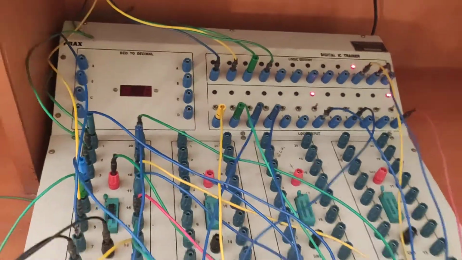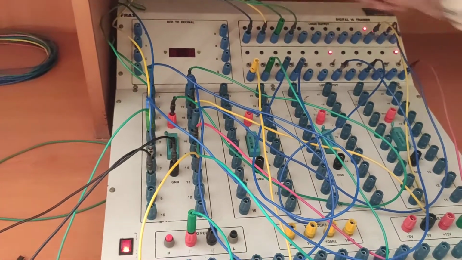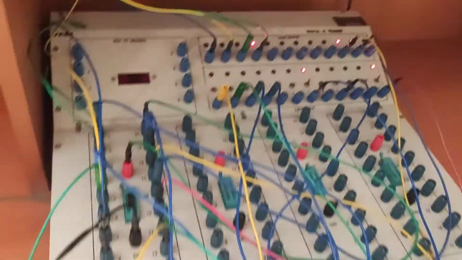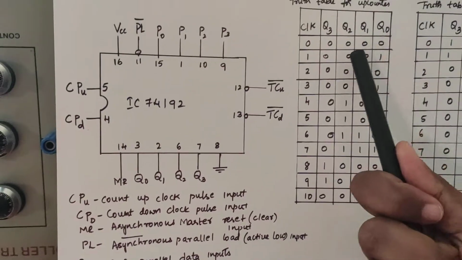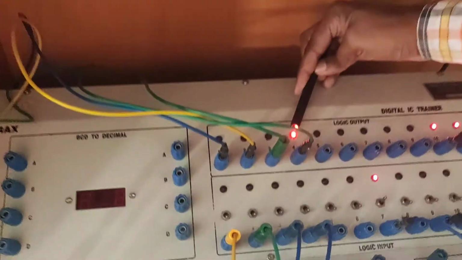So let us see how the clock pulses are applied. Initially the value is 0, 0, 0, 0. So for clock 0, you can observe that it is 0, 0, 0, 0. When I apply the clock pulse, you can observe it is 0, 0, 0, 1.